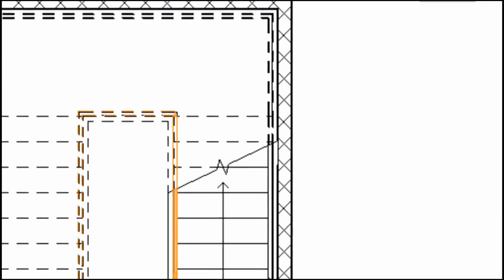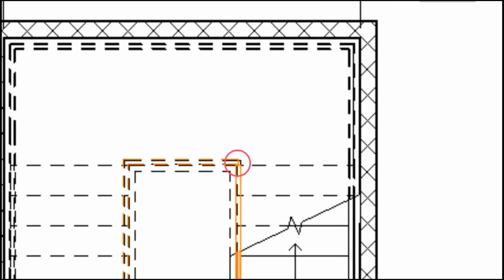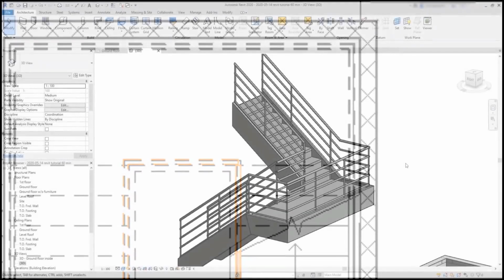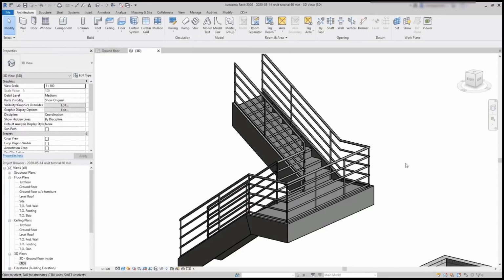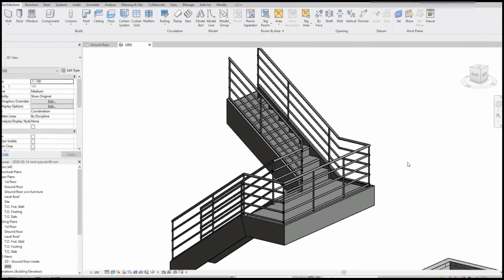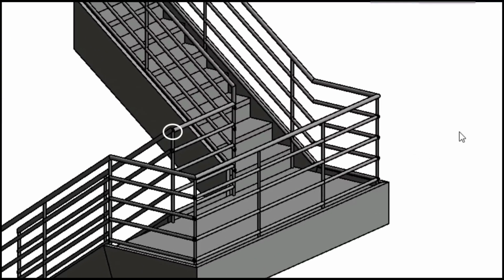If you zoom a bit, this is the struggling point. In a 3D view, you can see better its appearance. There is a little gap here, and on the other side there is a small jump from the landing to the ramp. So, the way to solve this is increasing the landing.